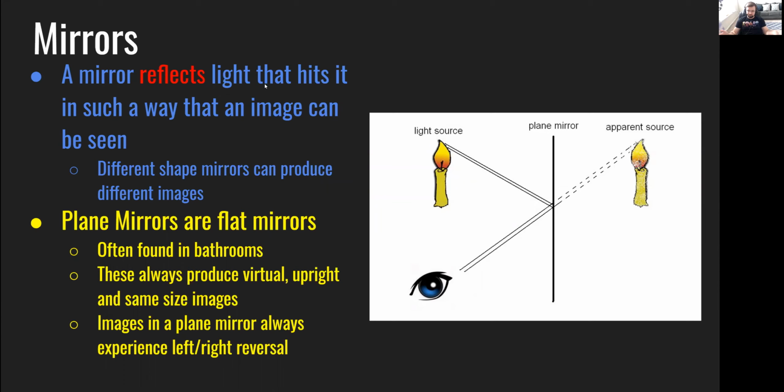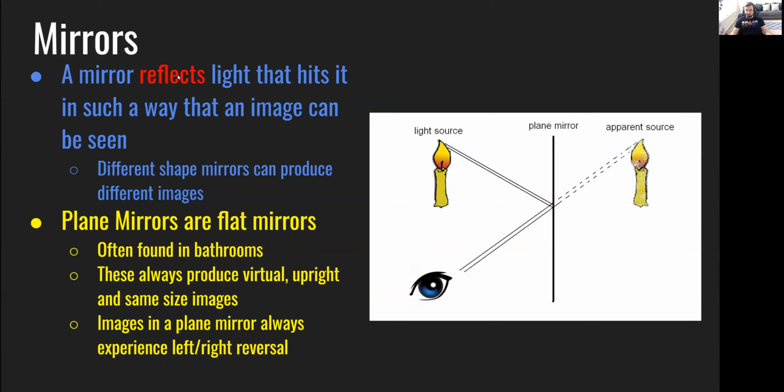So a mirror, you guys are all familiar with a mirror. You see one, I bet, every single day. A mirror reflects light. So a mirror causes you to see a reflection, and it reflects light in such a way that an image can be seen. There are ways to reflect light that will not generate an image. And there are, of course, different shapes of mirrors.